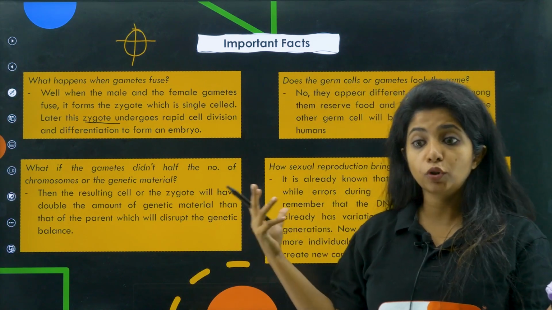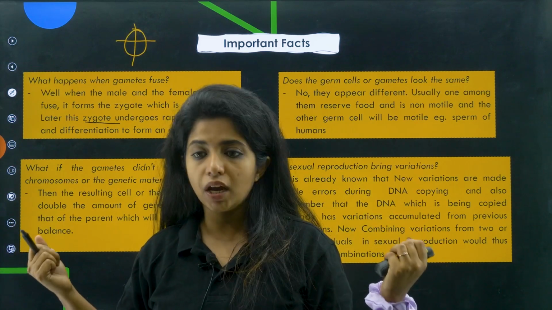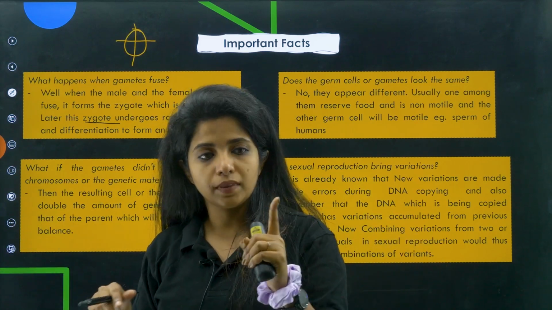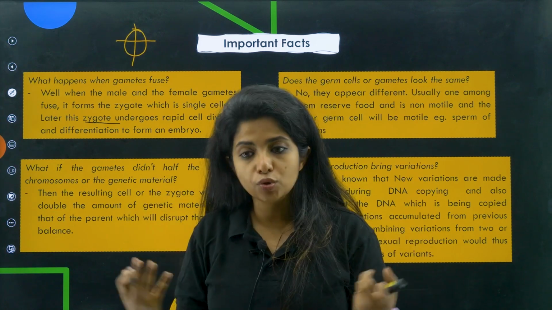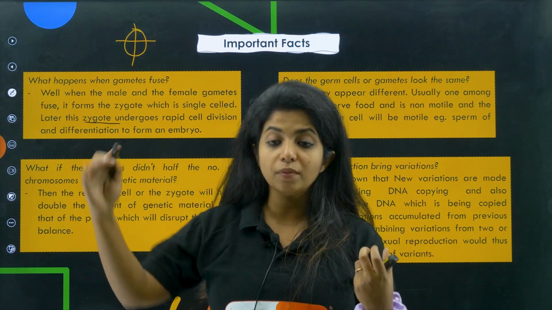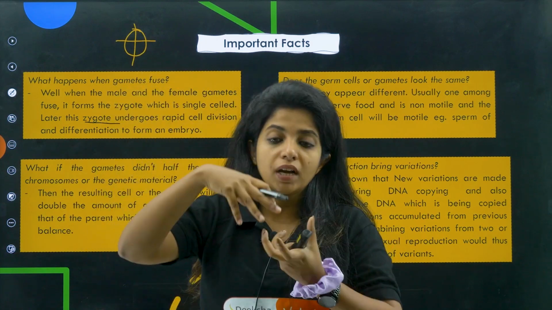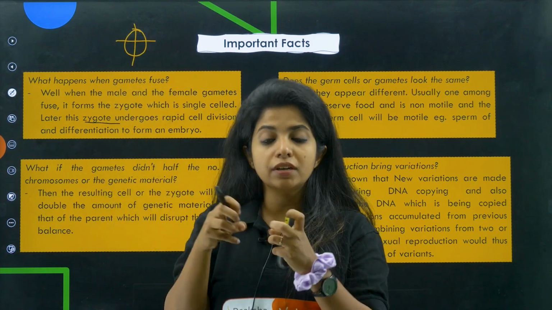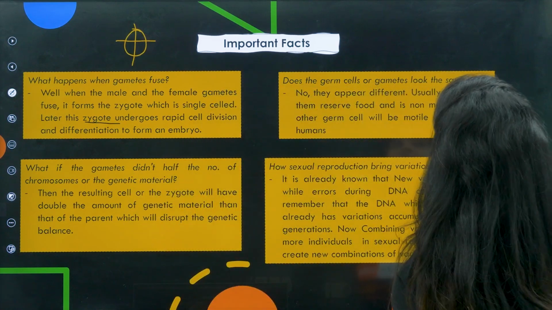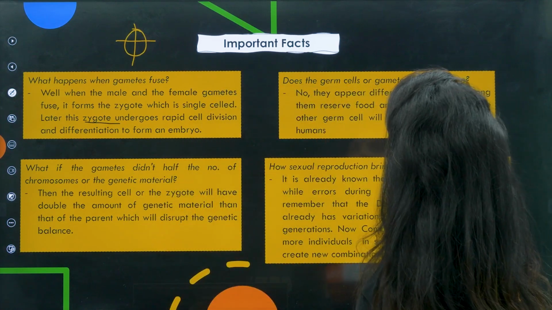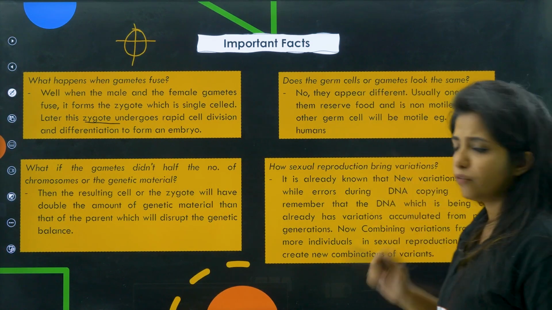Now, do the germ cells or gametes look the same? Do you think ovum and sperm look the same? Or in any case, do you think the gametes look the same? No, children, they are not the same. Usually, one of them will be a storehouse of lots of nutrients. In our case, the ovum is the storehouse of lots of nutrients, whereas the sperm has a motile structure so that it can move and come over here. Later when it comes, the initial nourishment is provided by the nutrients stored in the ovum. So, yes, they appear different. Usually one of them reserves food and is non-motile and the other germ cell will be motile. Example is the sperm of humans.